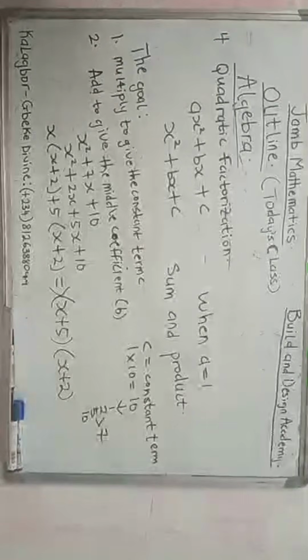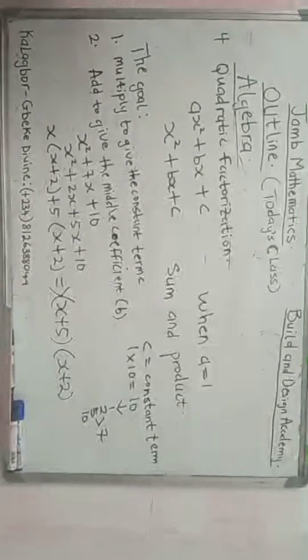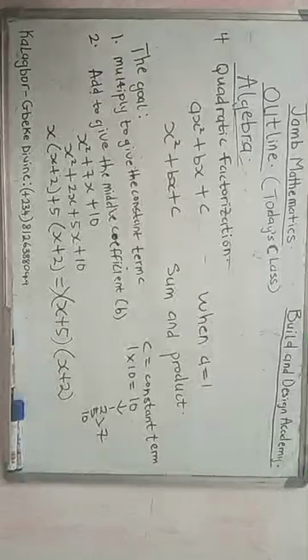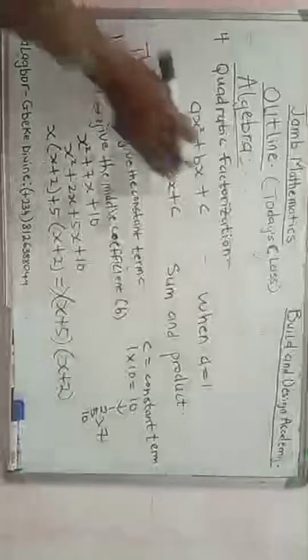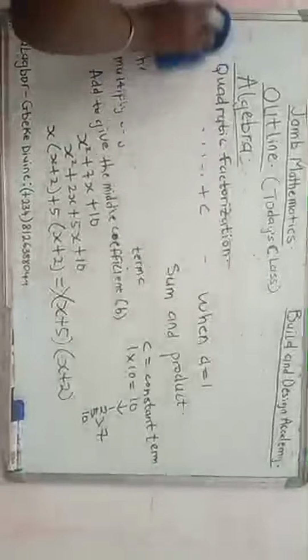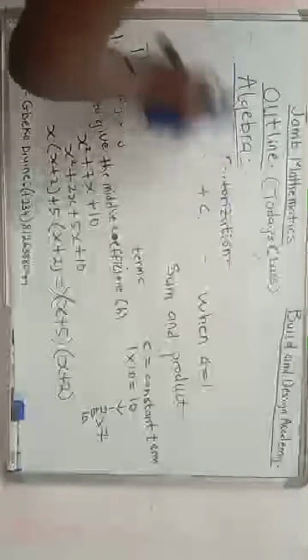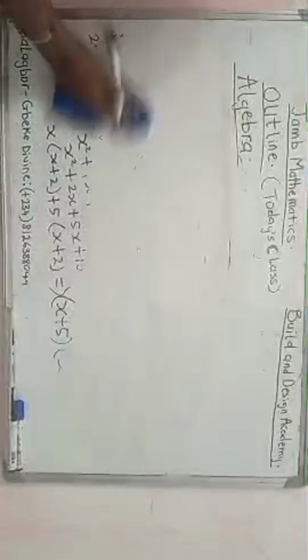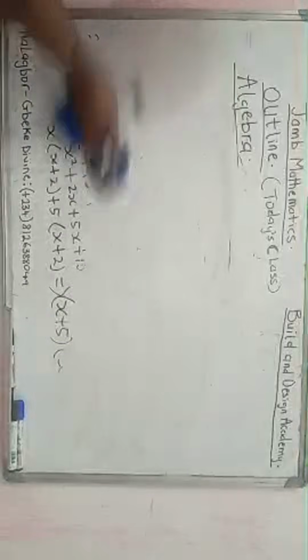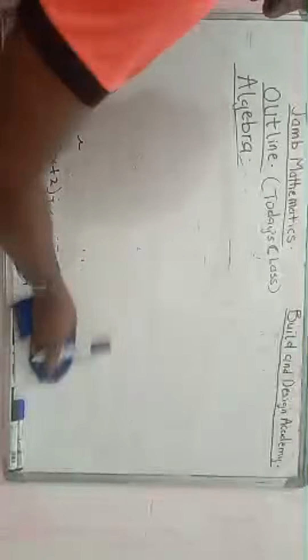Alright, so let's look at number 5. What was our outline for number 5? Expansion of brackets. Alright, let's go. After expansion of brackets, we look at indices laws, then we look at logarithm laws. We'll be moving very fast.